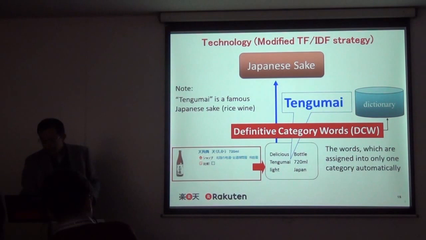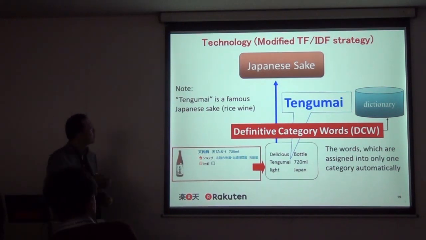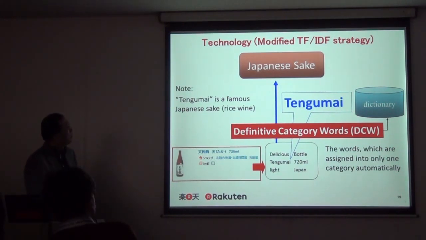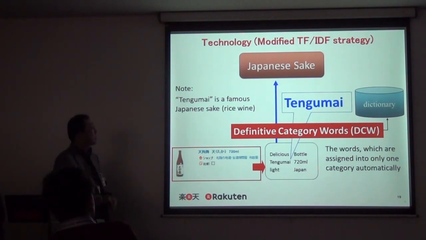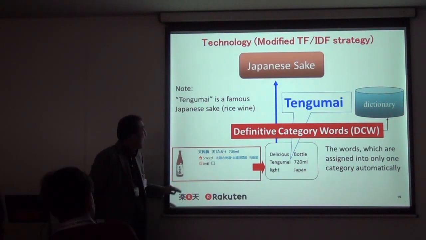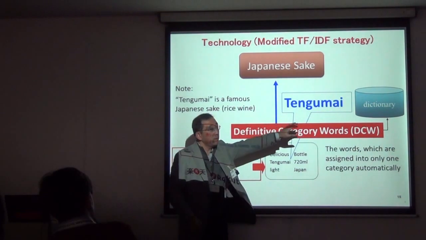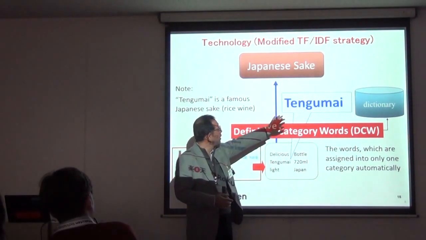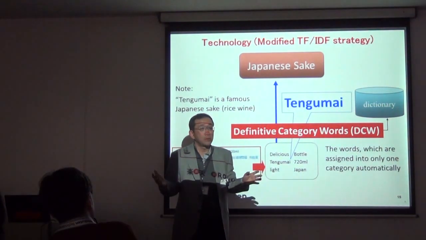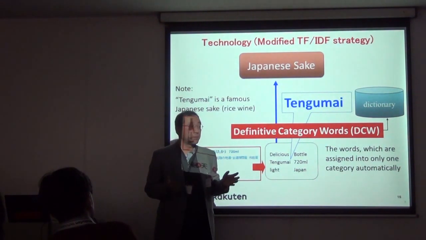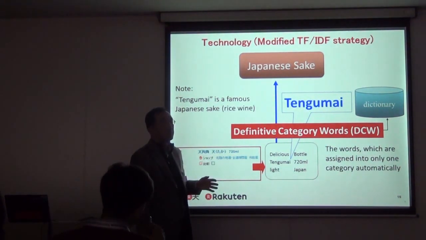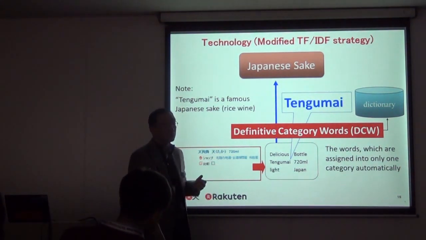And how to fix this? This is also published as a paper. This is something of machine learning and algorithms, but I will skip as much as possible. How we solve this problem is that many Japanese people may know that Tengubai is sake. This is common sense. We have to create this common sense. That's the solution we are working on. And how to create this?